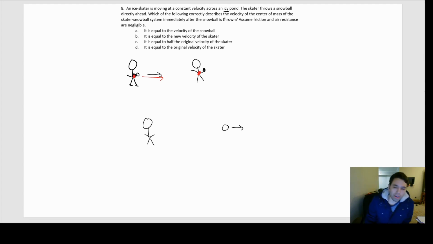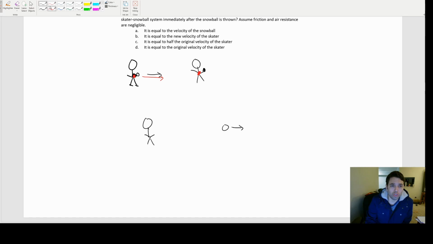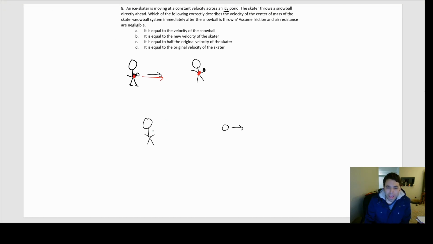So when the skater here throws a snowball, the skater himself will lose a little bit of velocity, right? Because he gave some momentum to this ball. This snowball now has greater velocity than he does, so he's going to slow down a little bit. But remember that, guys, has there been an outside force at play here? No. There is no outside force doing anything, which means the center of mass must have the same velocity as it did before. It's still going the same speed, right?